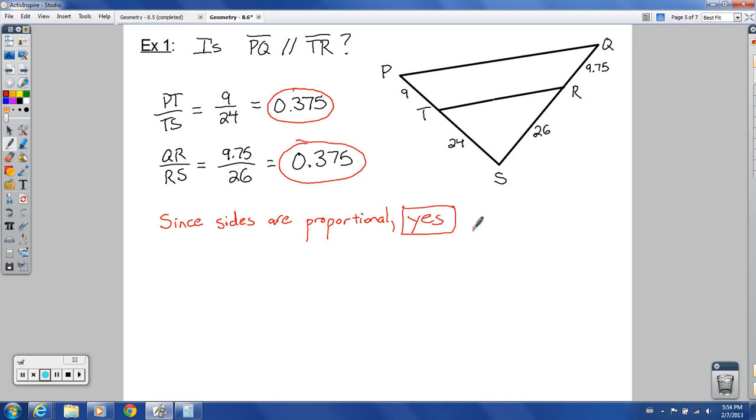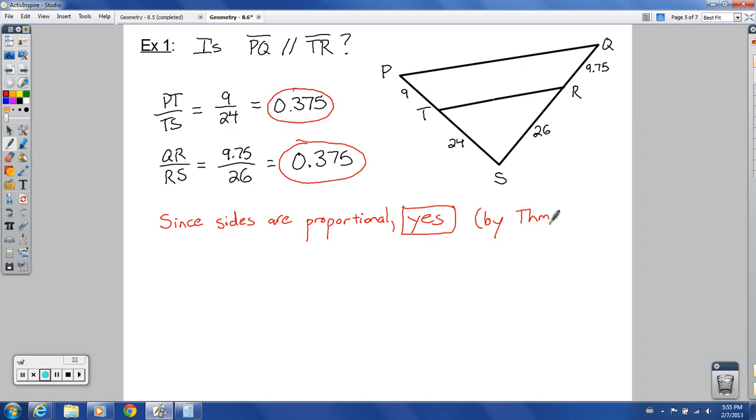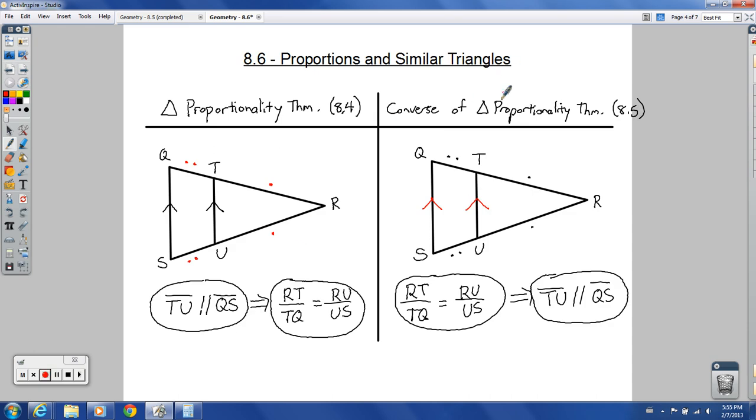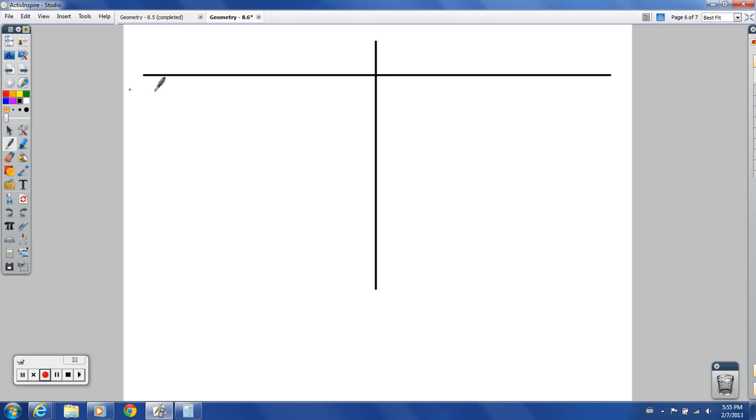And if you had to give a justification, you would say by what theorem was that? Was it this one? No, because we didn't start off with parallel parts. It was this one because we were trying to prove parallel parts and we were given stuff about the side lengths. So this is by Theorem 8.5. You could use the whole name of it and say the converse of the triangle proportionality theorem. That'd be fine too, probably even better. But I'm just feeling like I don't want to write that whole thing out right now. So that's Theorem 8.5.